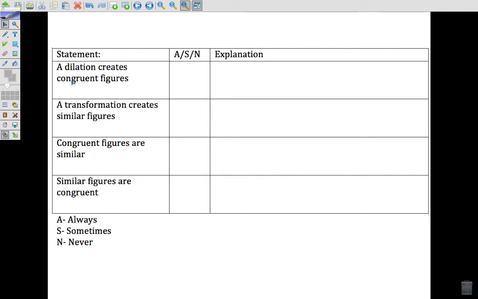So a dilation creates a congruent figure. Does it always create a congruent figure, sometimes or never, and why? So take some time right now to fill this out. After about 10 minutes, move on. So you can just pause it right now.